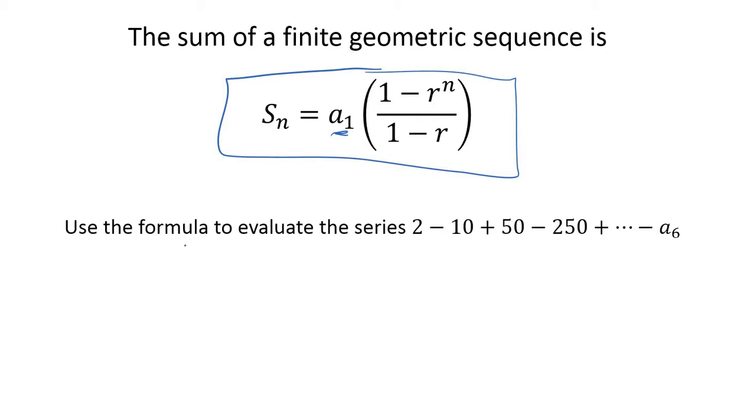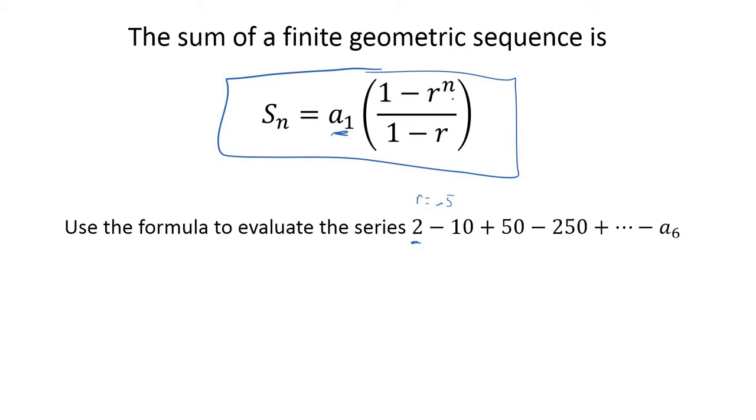So let's look at an example. Use this formula, and you don't need to remember this, alright, just know how to use it. Use the formula to evaluate this series. So let's look at what we need to know. Well, I need the first term. There it is, okay? And I need r. Well, how do I go from 2 to negative 10 to 50? Let's see, looks like we're multiplying by negative 5, right?